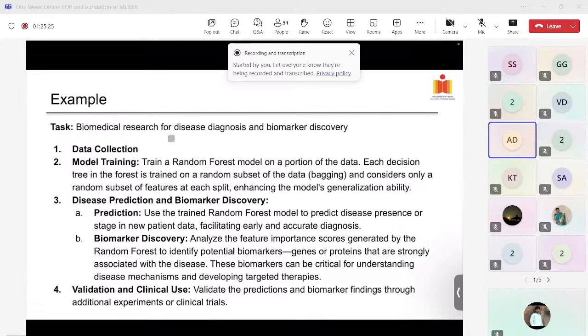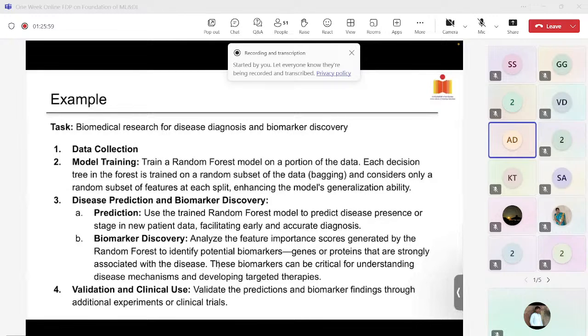So again, random forest, like I said, is a very popular algorithm. It is used for biomedical research, for disease diagnosis and biomarker discovery. So a simple example over here: you train your random forest first on different portions of your data set. Each decision tree is trained on a random subset. Like I said, that is how the bagging works. And then during disease prediction time, you use this trained random forest to predict the disease or the stage of the disease that is present in a new patient's data, so that you can detect early diagnosis.